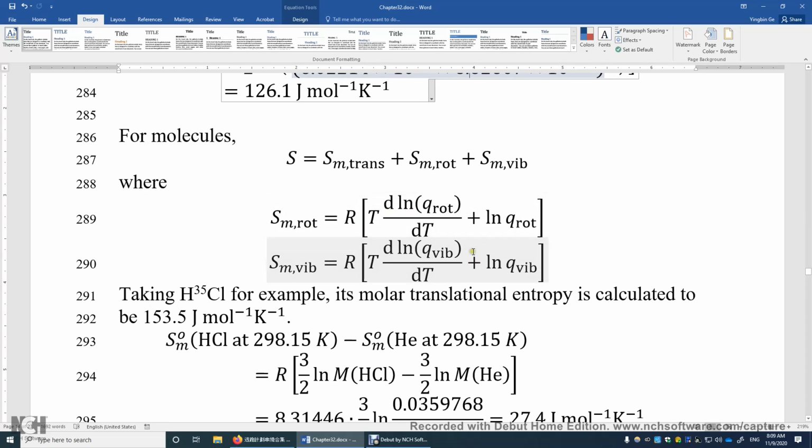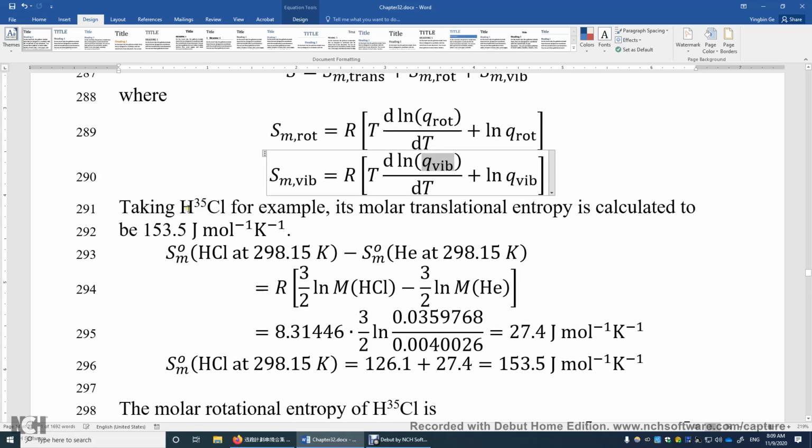We'll just use these 2 equations. We need the rotational partition function. We need the vibrational partition function. So let's again take a molecule. For example, let's use HCl35. The reason I specify the mass number here is because if you have HCl37, it has a slightly larger translational entropy and also slightly larger rotational entropy. So now let's look at HCl35. We will calculate its molar entropy. It's going to be this number.